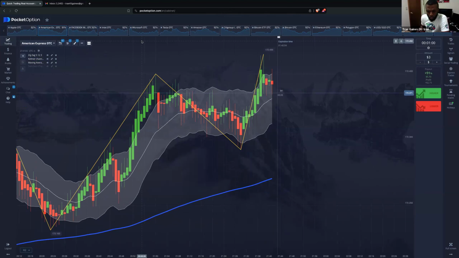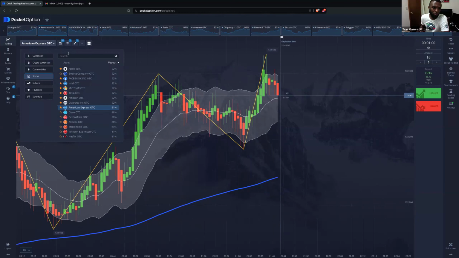So y'all, we're about to get into this American Express OTC. If you want to look up here, American Express OTC up here at the top.